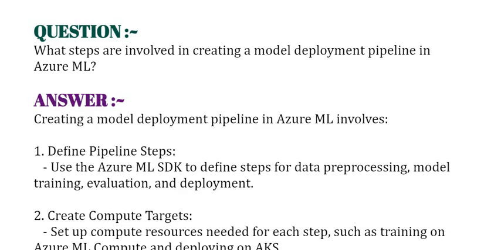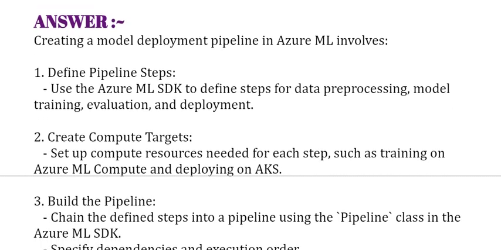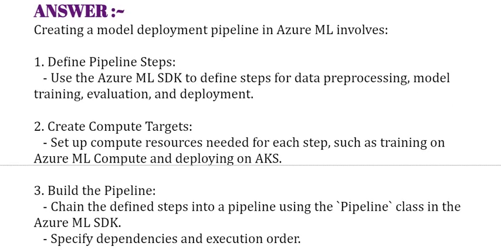Our next question is, what steps are involved in creating a model deployment pipeline in Azure ML? Your answer should be, creating a model deployment pipeline in Azure ML involves: Step 1. Define pipeline steps. Use the Azure ML SDK to define steps for data pre-processing, model training, evaluation, and deployment. Step 2. Create compute targets. Set up compute resources needed for each step, such as training on Azure ML Compute and deploying on AKS.